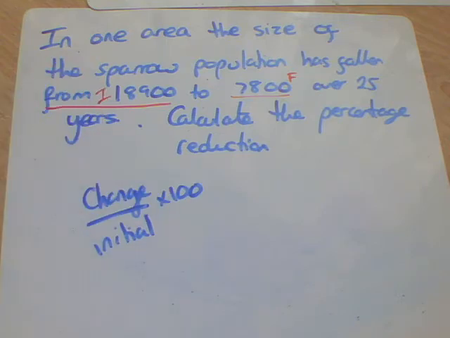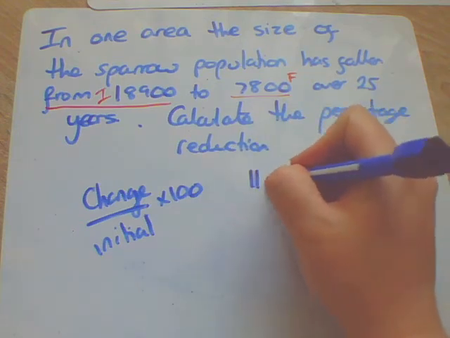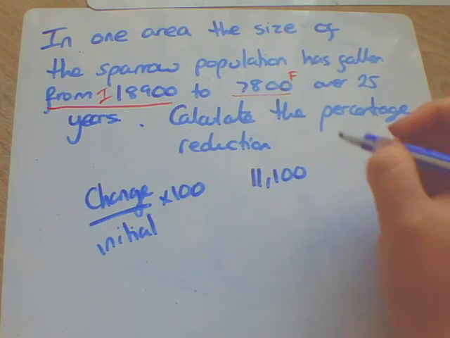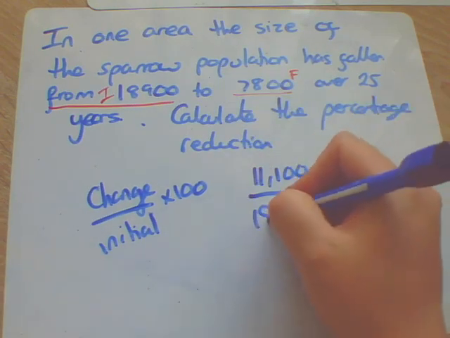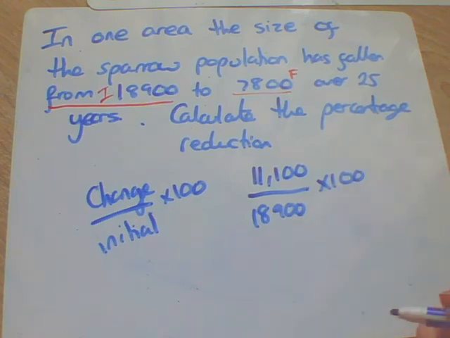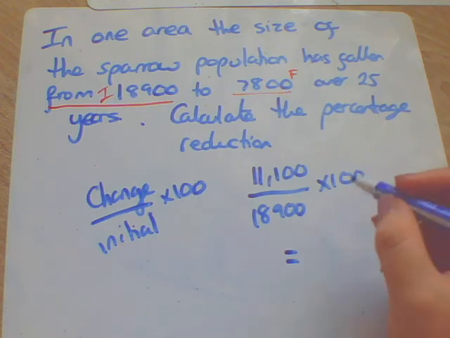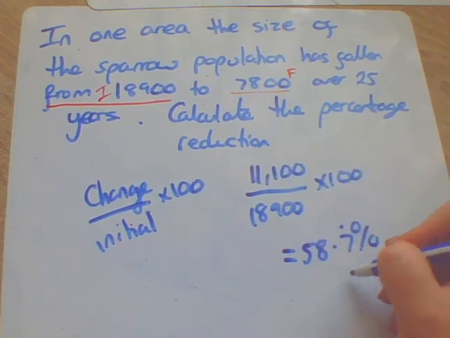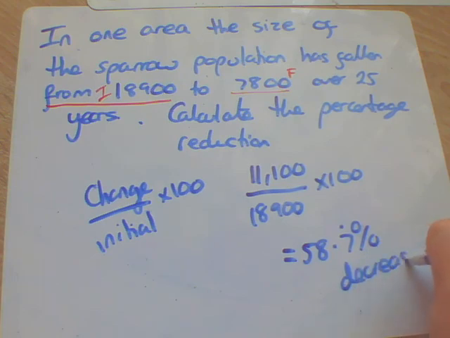So you'll see that I've already identified this one's the initial. I know this is the initial because it says from. Key word there, bit of English, from. And then this one is my final value, 7,800. So the first thing I'm going to do is find the difference in those, and that is 11,100. The initial amount was 18,900, and I'm multiplying that by 100. If I put all of that onto a calculator, either separately or all together, it's up to you, I end up with 58.7 recurring percent, and it is a decrease.